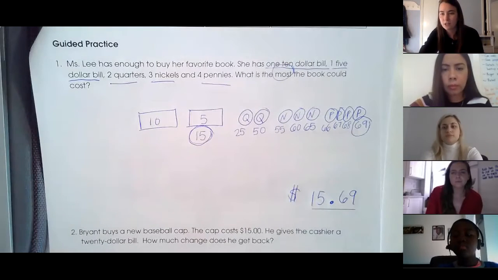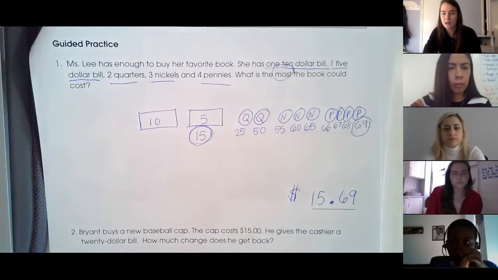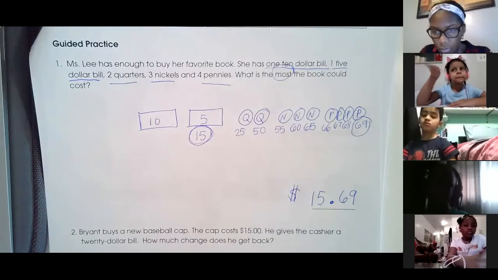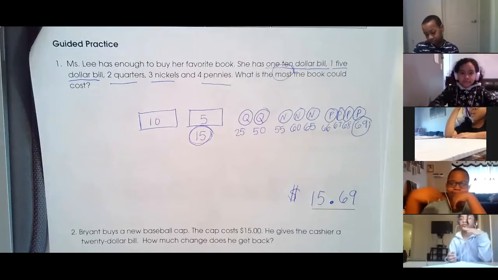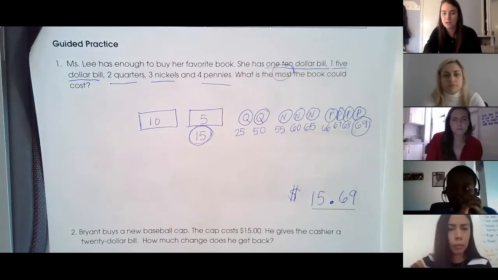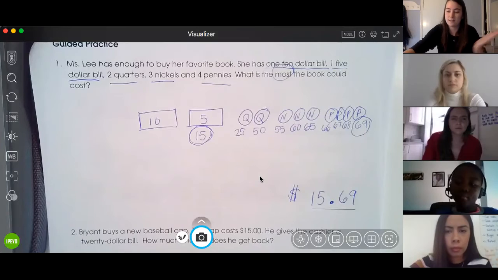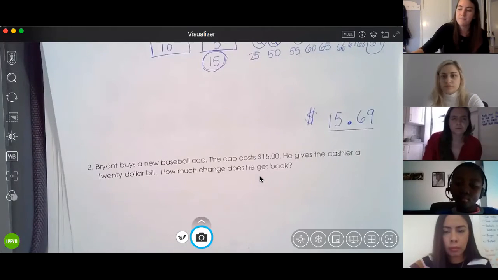But show me silently, could she buy a book that costed more than $15.69? Ariani showing me, Obina showing me, Kaden showing me. No way, she wouldn't have enough. She can't buy a book for more than that money if she doesn't have it. No one would want to sell you a book if you don't have enough money.